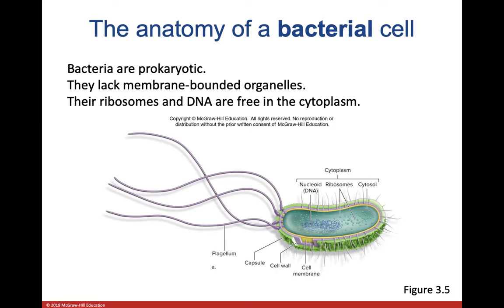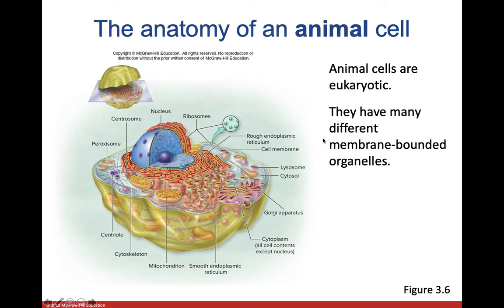So the DNA, the ribosomes, and all of that stuff inside of a prokaryote are just floating around inside of the cytoplasm. They don't have membrane-bound organelles. Now, animal cells, on the other hand, plant cells are the same. It's a little different, but they function very similar. They're eukaryotes. We have tons of membrane-bound organelles inside of our cells, and you can see them all here.